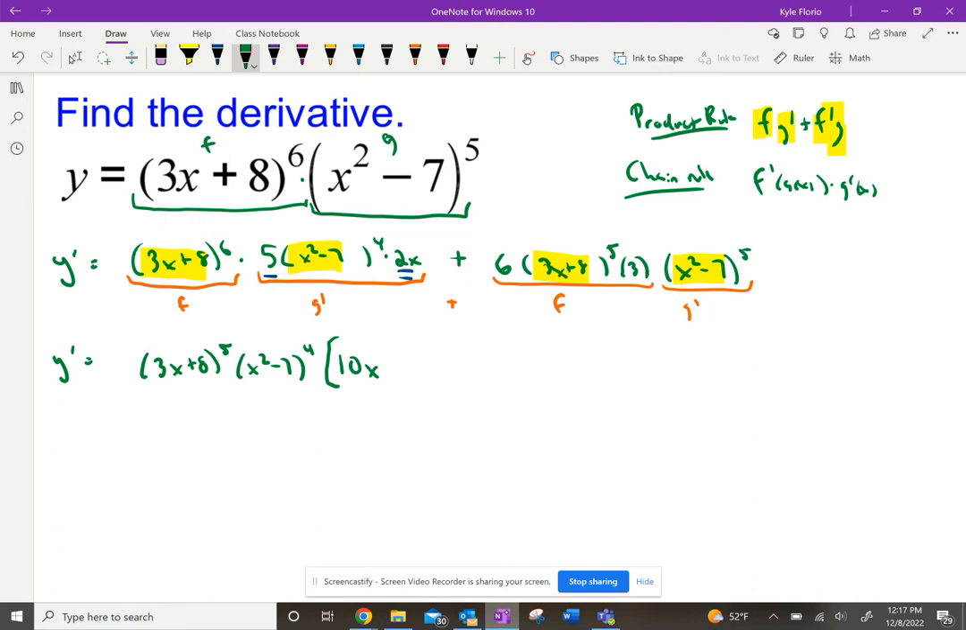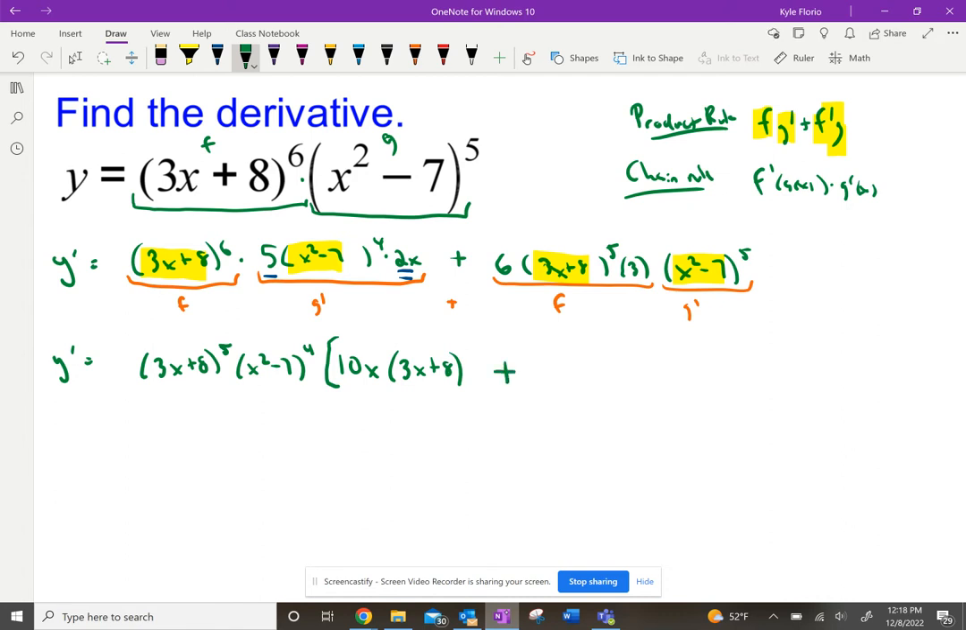Now, 3x plus 8 to the 6th: I took out 5 of the factors from this first piece, so there's 1 factor left over. Not a coincidence that there's 1 left over. Remember, that was always going to be the case. X squared minus 7 to the 4th, all 4 of those factors are taken out, so everything in here is accounted for.